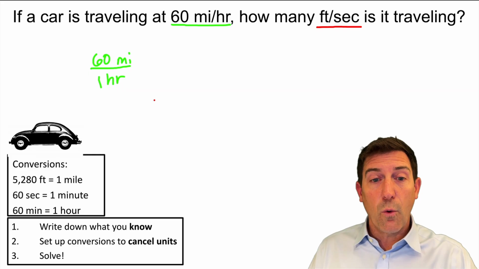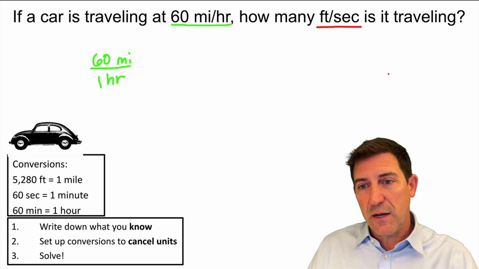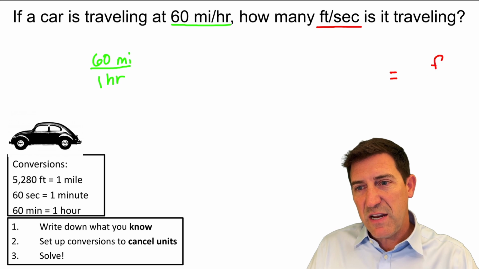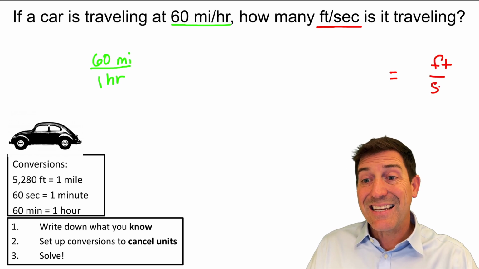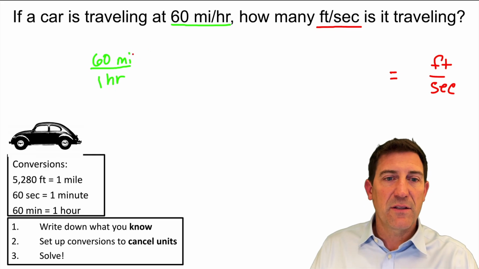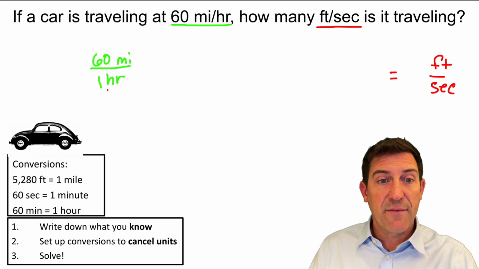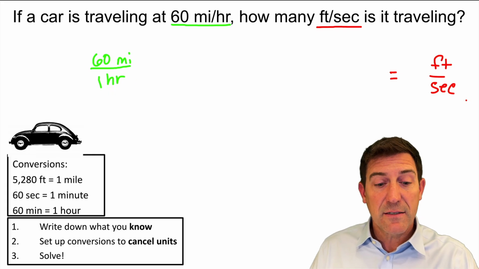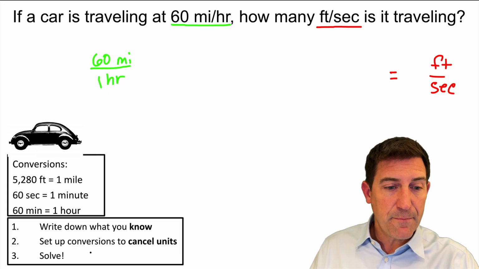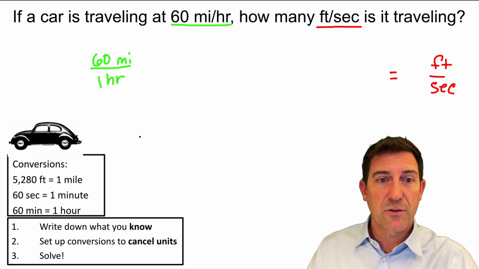Let's write the goal way over here. I don't know how much room I'm going to need, but I'll go ahead and put, I want it in feet on the top and seconds on the bottom. Let's go back and look. Right now I have miles on the top. I want to turn it into feet. I have hours on the bottom. I want to turn it into seconds. The only way to do that is set up conversions to cancel the units.